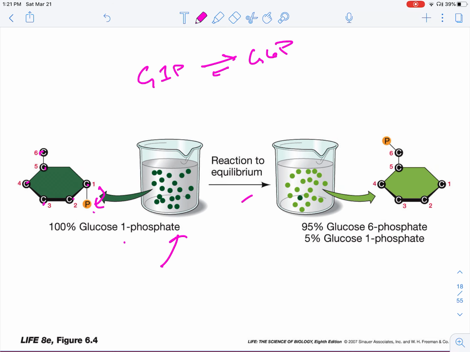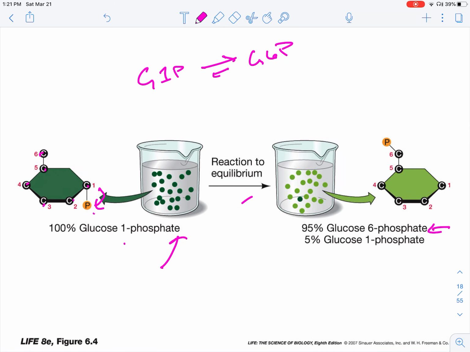mixture, the solution, would actually be 95% glucose 6 phosphate and 5% glucose 1 phosphate. So we started with 100% glucose 1 phosphate, and somehow we're left with only 5% glucose 1 phosphate. And notice in glucose 6 phosphate the phosphate went from position number 1 to number 6. We call that an isomerization reaction or a mutation, depending on how technical you want to be.